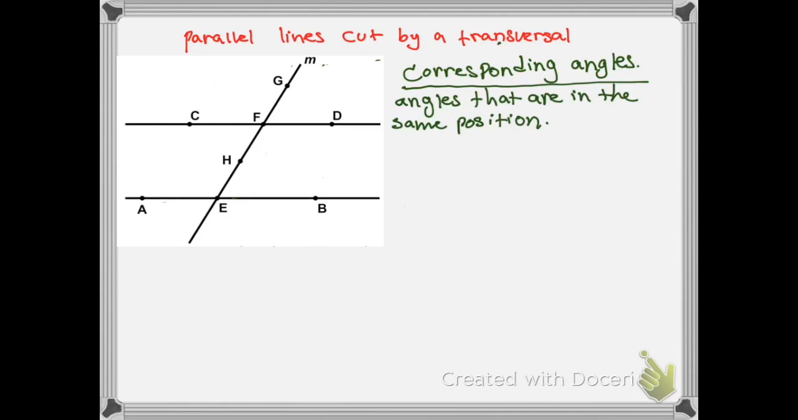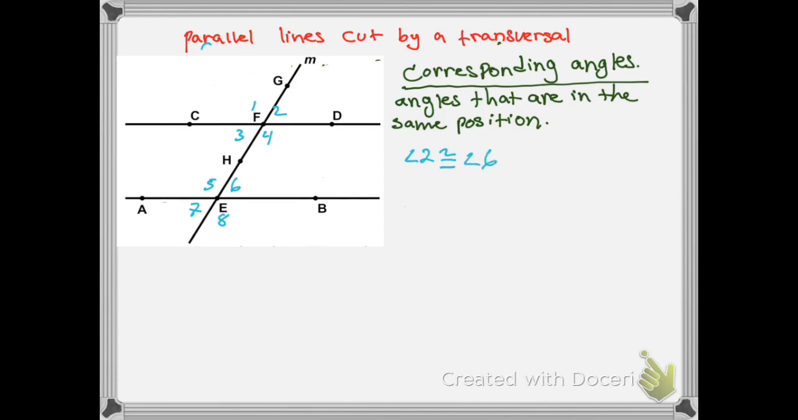And these other types of angles are called corresponding angles, and these are just angles that are in the same position, okay? So if they're in the same position, they're going to be congruent. So notice here on the top, we have 4 angles. And on the bottom, we have also 4 angles. So you can see that angle 2 matches up with angle 6. They're in the same position. So angle 2 is congruent to angle 6.